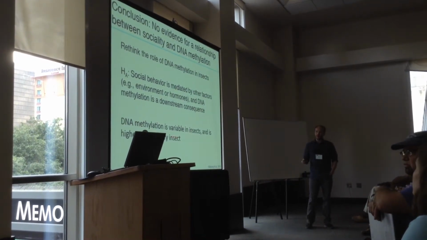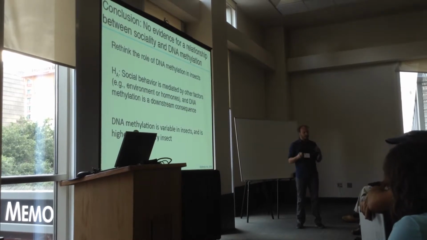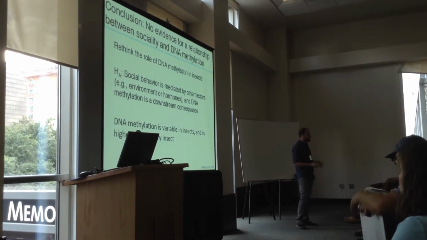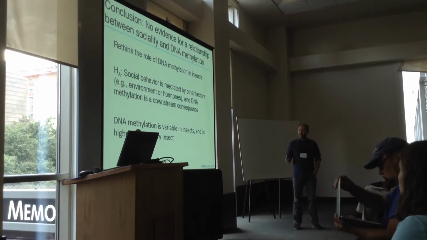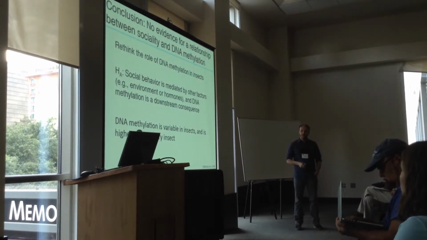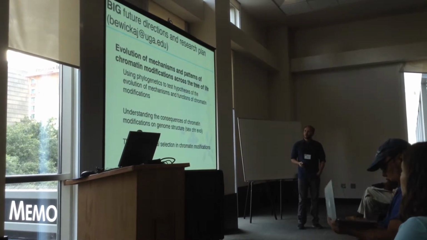We also find that there is variation in DNA methylation in insects, and it's somewhat analogous to what we see in plants. There's lots of variation, lots of variation we actually don't really understand a whole deal about. And the highest levels of DNA methylation can be found in solitary insects.